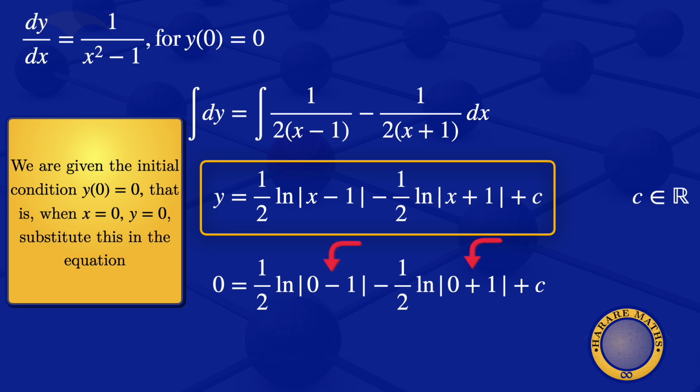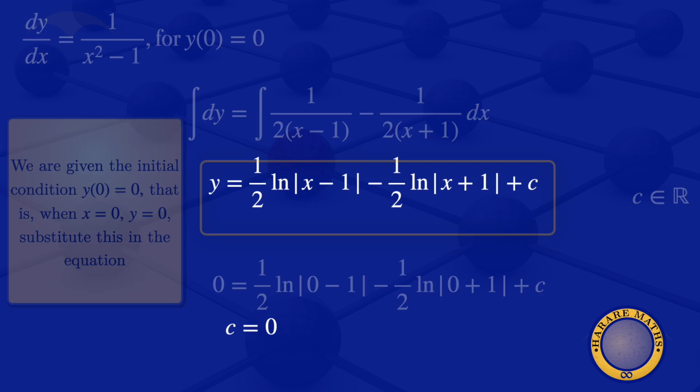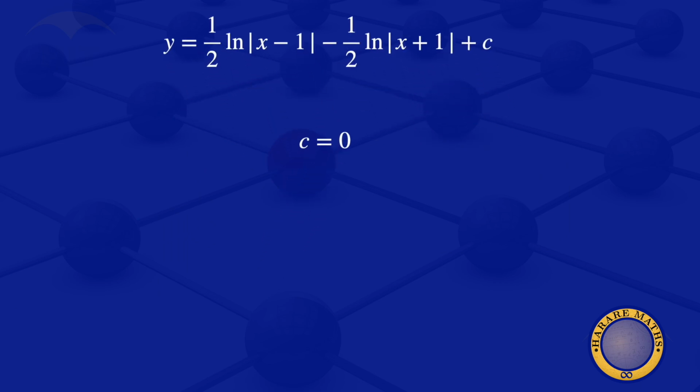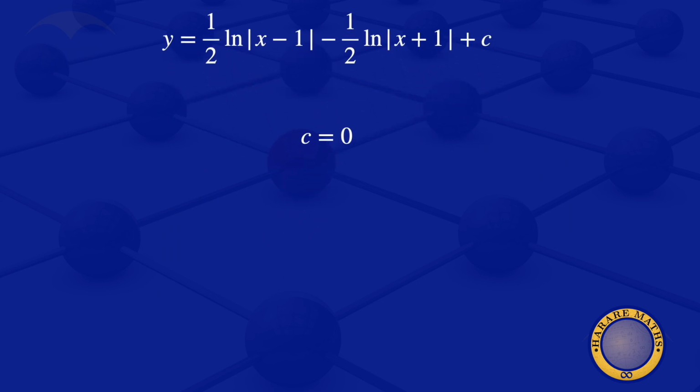These parts we just simplify to ln of 1, and ln of 1 gives us 0. So we just have 0 equals 0 minus 0 plus c. So we have c equals 0. That's the constant; we have found its value, c equals 0.